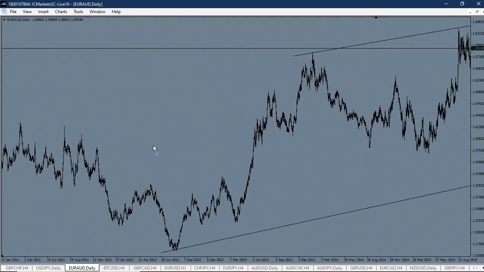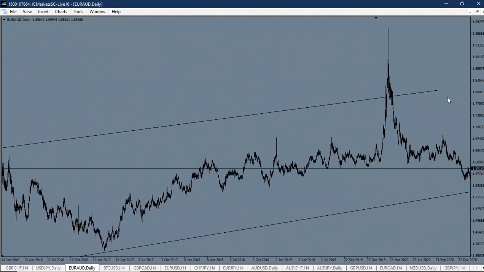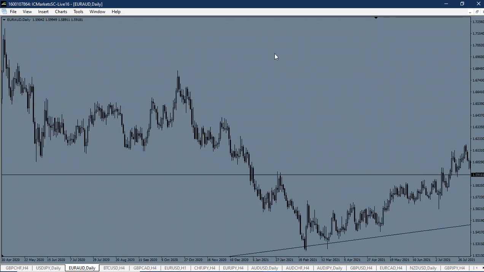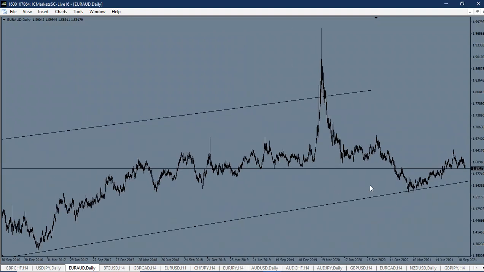So from here we saw that we had a first touch here, second touch here, and a third touch which trapped people on the wrong side before coming back again into this flag here. So we see this rejection right here showed us that the price was not moving towards the upside but coming back down to continue our sales here.